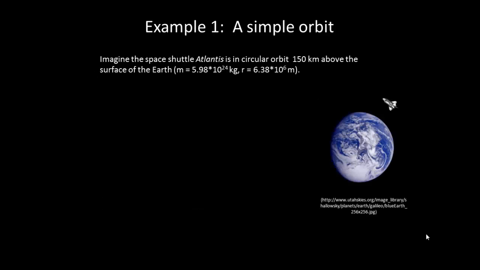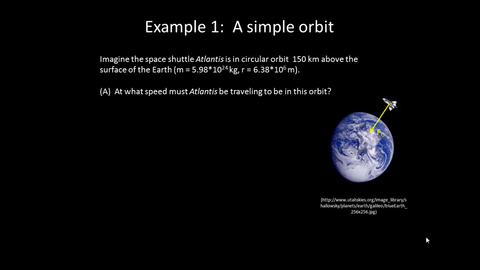So let's do an example. Here's a simple orbit. Imagine that the Space Shuttle Atlantis is in a circular orbit at 150 kilometers above the surface of the Earth. The mass of the Earth is given and the radius is given. Pause this video and try to see if you can figure out what speed Atlantis must be traveling at to be in this orbit.